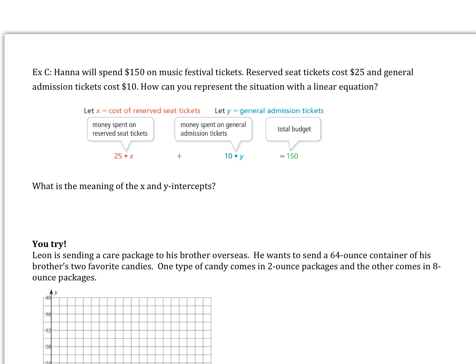All right. So the meaning of the x and y intercepts. I'm not even asking you to find the x and y intercepts. I'm asking just for the meaning of them. So we'll just do the x, and then the y is the vice versa of it. Okay, so our x-intercept meaning.